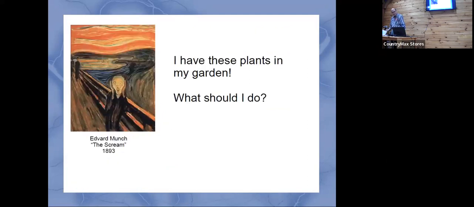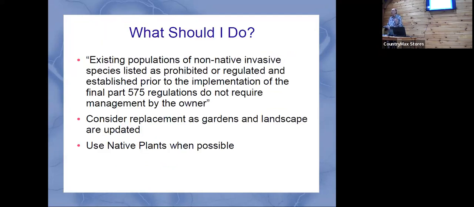So that produces the first reaction, which is, okay, I have these plants in my garden. What should I do? The first thing I want to say is you are not required to do anything. What the regulations say is existing populations don't require management by the owner. So nobody's going to come and cite you from the DEC. No one's going to come from the DEC and say, we're going to send in a bulldozer next week and dig that tree out. You can leave it forever if you want to. You can't propagate it. So you can't take cuttings to give to a friend. You can't propagate it or spread it further, but you're not required to do any removal.